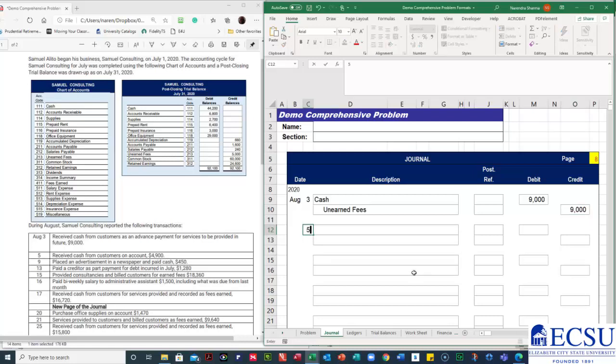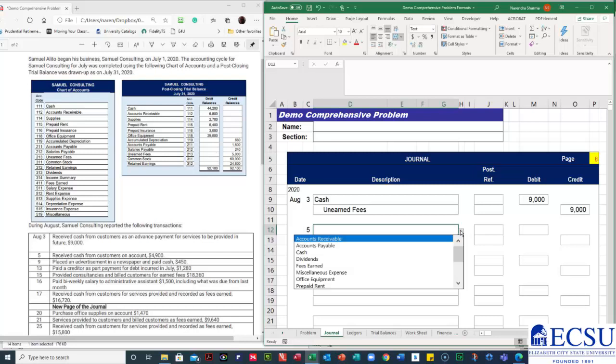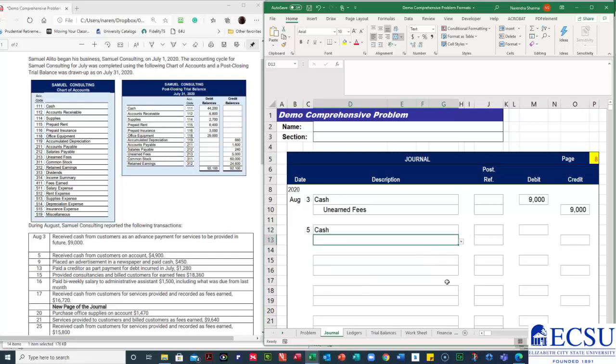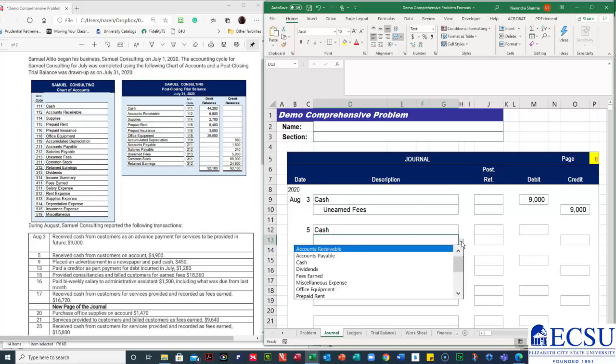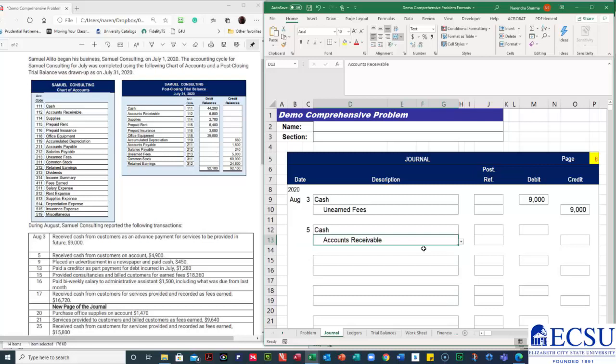August 5 is the next one. It says received cash from customers on account. So as soon as you see that cash is received, cash has to be debited. And now I'm receiving from my customers. Always remember any account relating to the customer is accounts receivable because I am selling goods to them or providing services to them. So therefore it is going to be accounts receivable. So let's write accounts receivable. I'm receiving from a customer, amount is 4,900. Okay, so that's how we handle that situation.